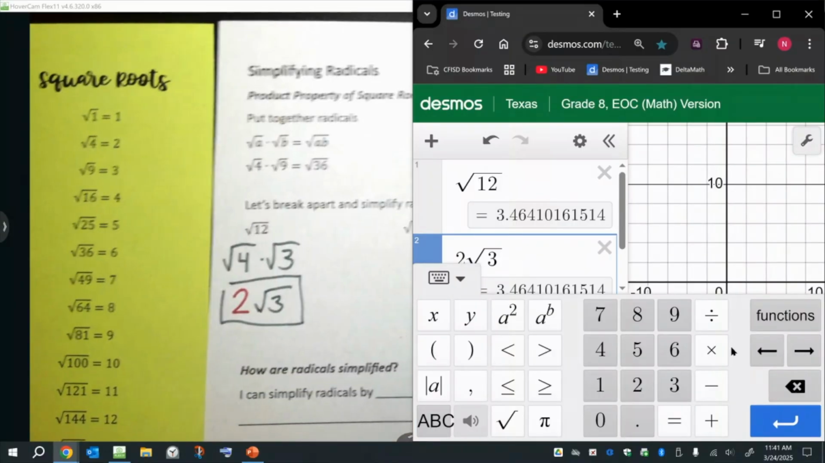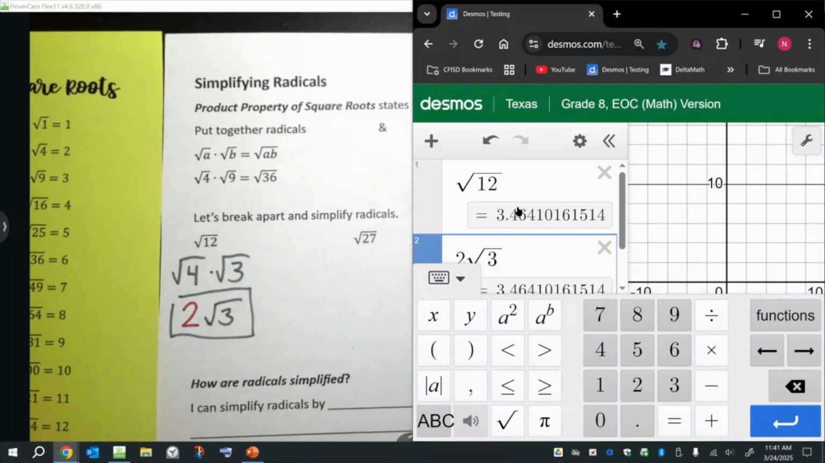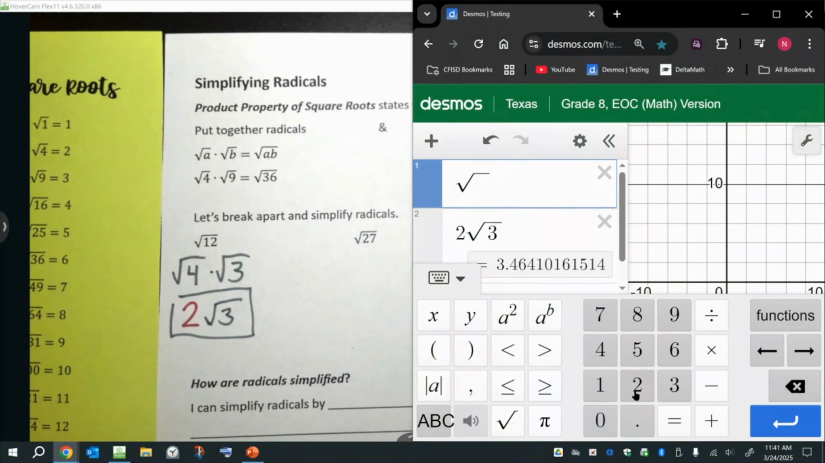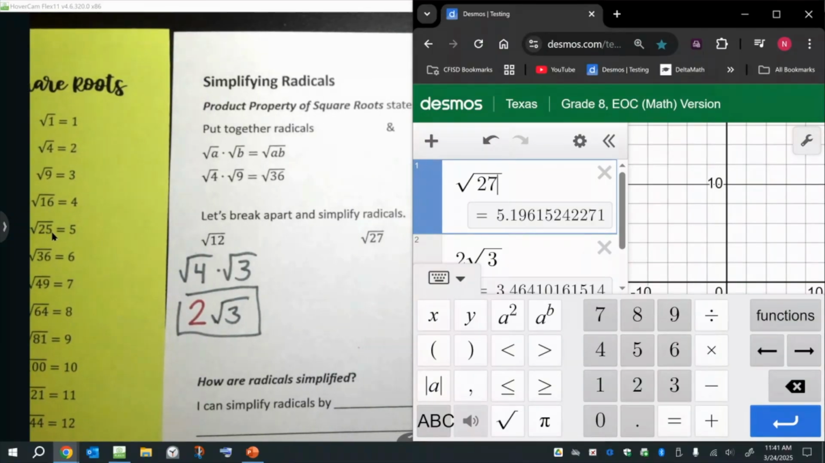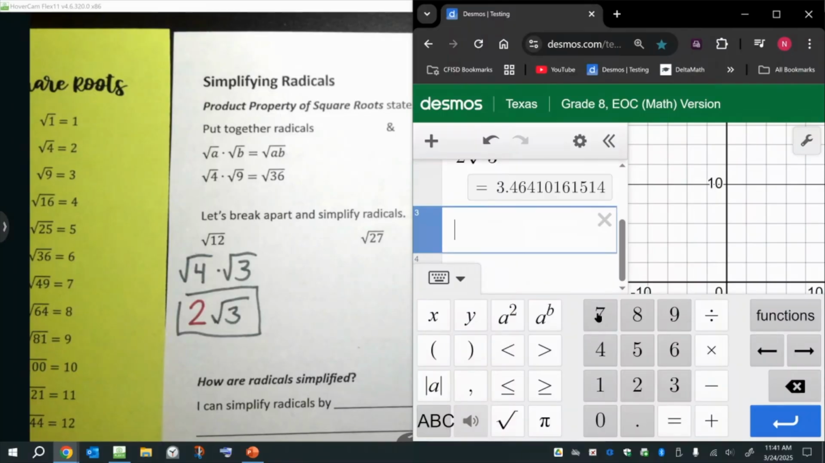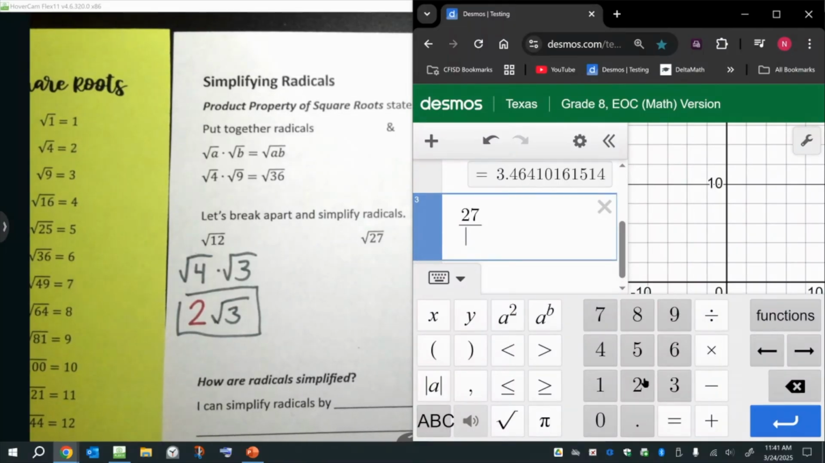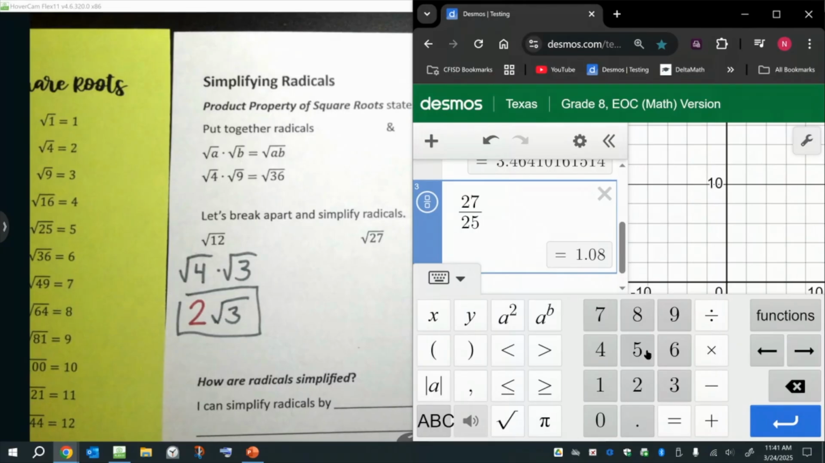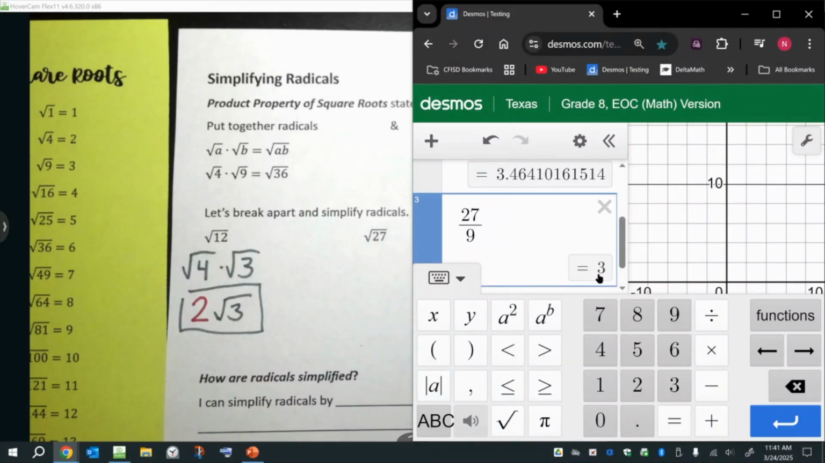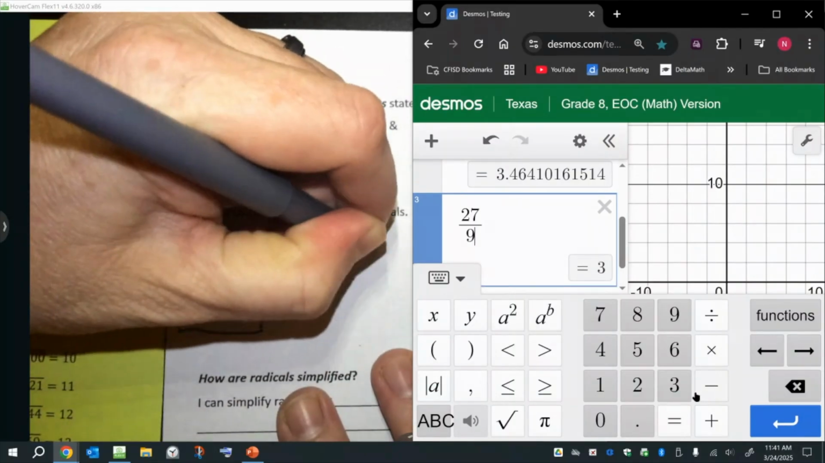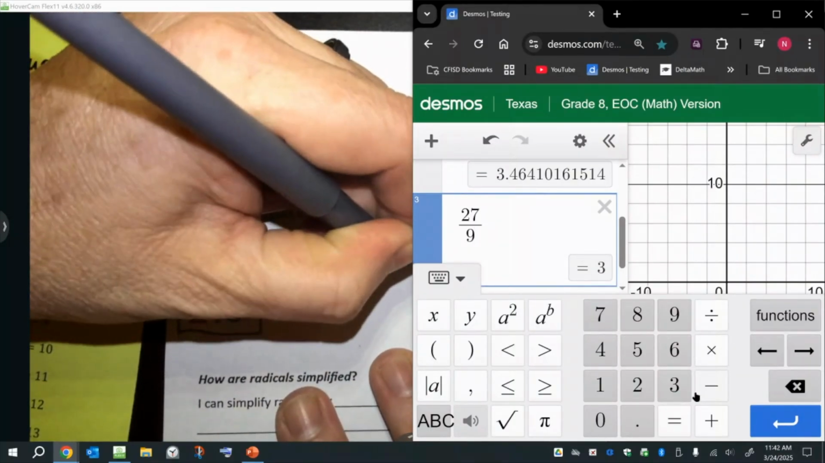All right, next problem we try is square root 27. Is that a perfect square? No, it's poopy. So we have to break it into factors. Start with 25. Is 27 divisible by 25? No. So let's try 16. No, that's poopy. Let's try 9. Hey, 9 works. So square root of 9 times the square root of 3.